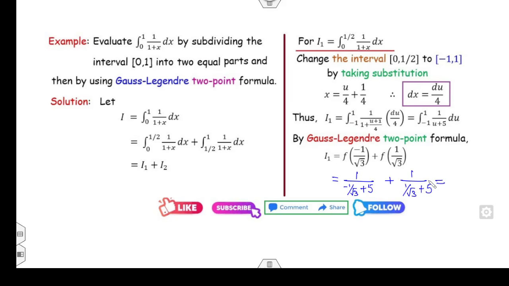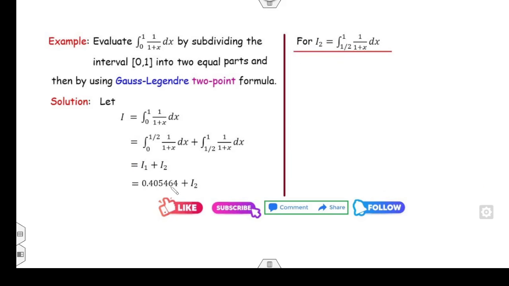You can solve this by using the calculator up to at least 4 decimal places. You will get I1 is 0.405464. Similarly, for the I2, A will be my half, B will be my 1.